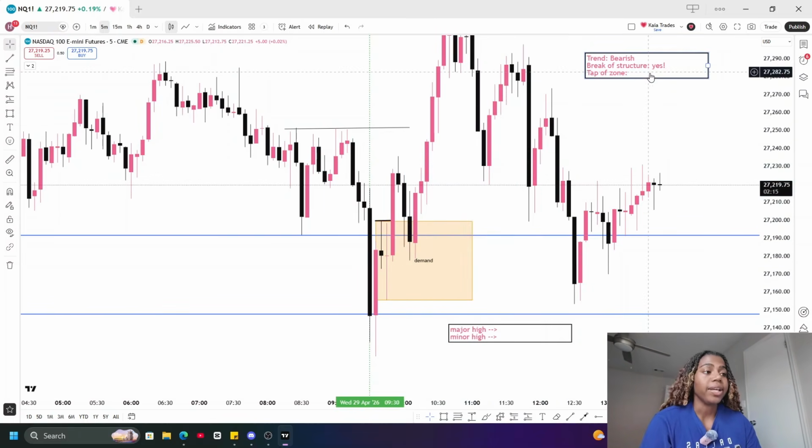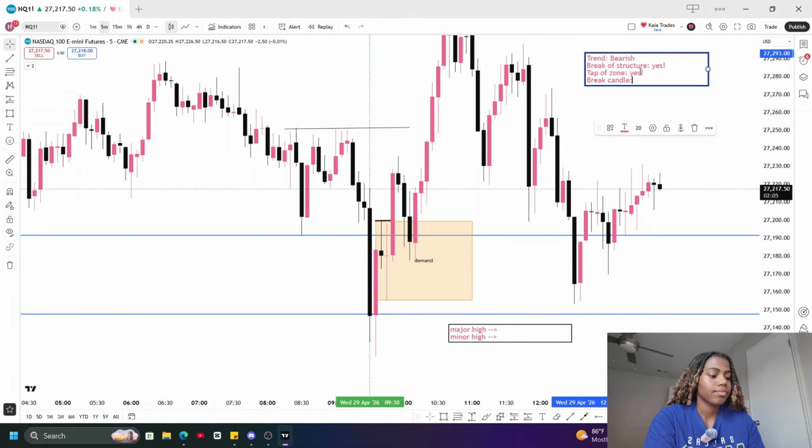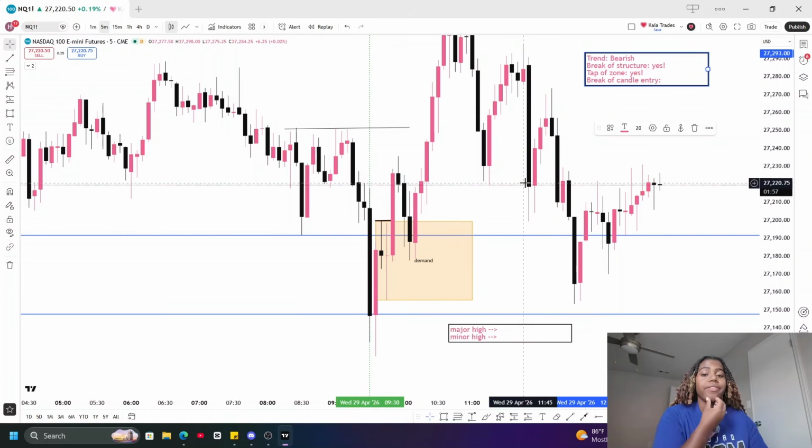So I'm going to wait now. We got a tap of the zone. So now I'm going to wait for a break of candle to present in order for me to enter. What does that look like?